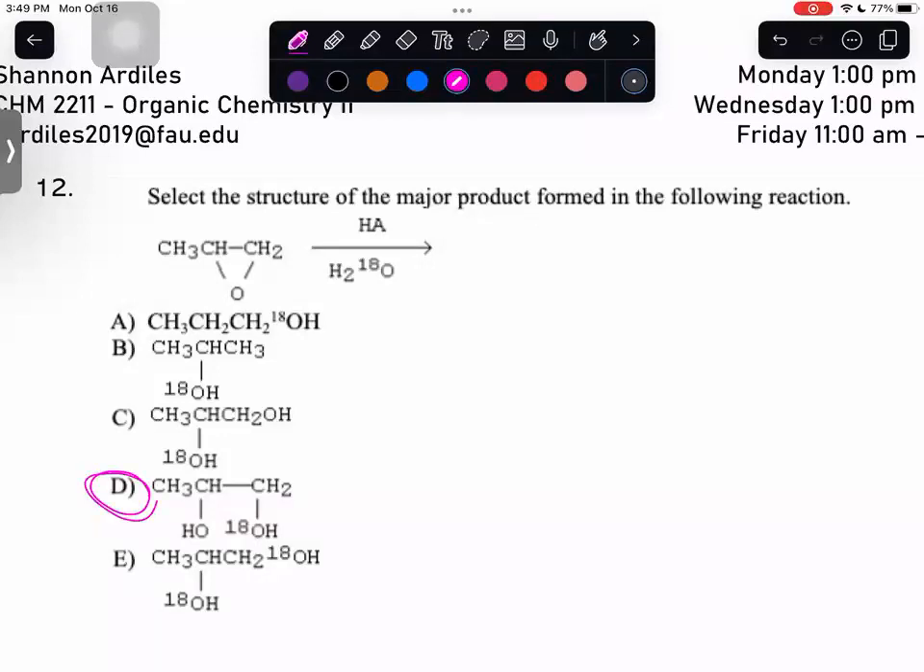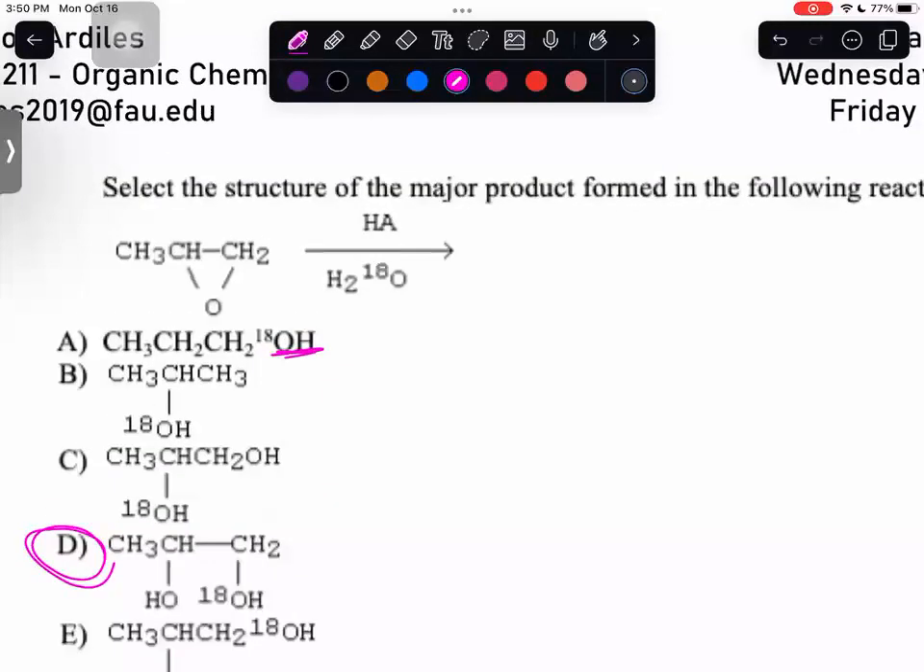Now, let's quickly take a look at option A. Option A is just a carbon chain with one alcohol group. Okay, now we are doing an epoxide cleavage. Usually whenever we do an epoxide cleavage, we end up with two alcohol groups. So that was your main key point why A shouldn't be the answer. In option A, we only have one, so it doesn't really make sense.